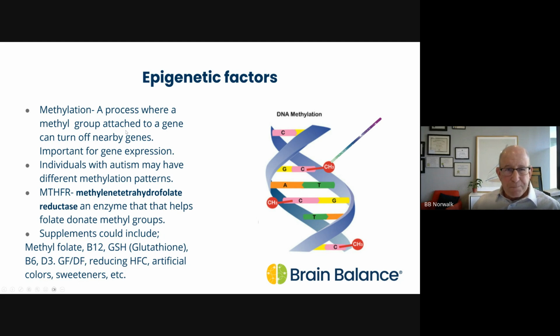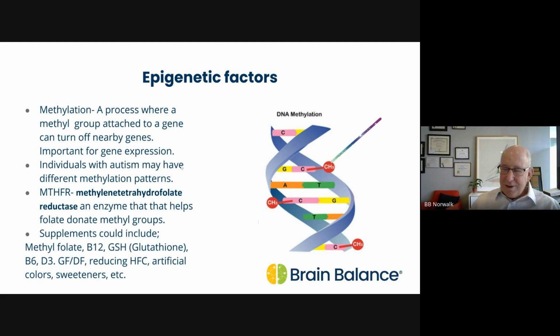So quickly, methylation. Methylation is a process where a methyl group, you see this red circle here, a methyl group is a carbon with 3 hydrogens on it. Not that you have to memorize that, but these methyl groups actually attach to base pairs, which are the basis of the genes in our DNA. And these methyl groups turn genes on, turn genes off. Mostly they turn them off. And individuals with autism may have different methylation patterns.